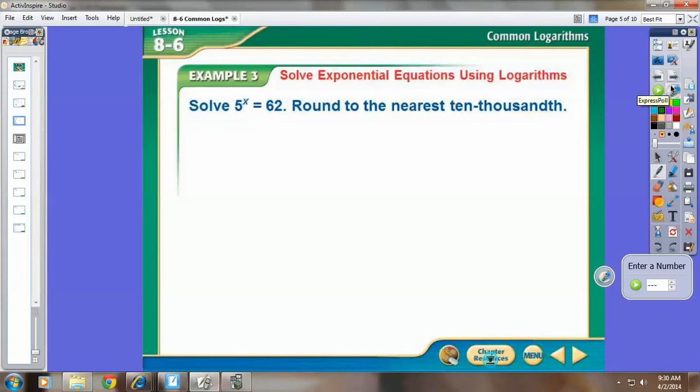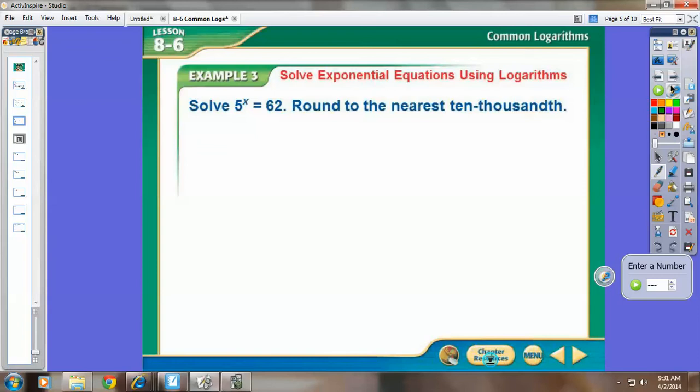If you look at this problem, please copy this down into your notes. We have 5 to the x power equals 62. Normally, what do we try to do to solve this? Well, it's already in exponential form. Would you say log? I think go the other direction. Try to get them to have the same base. Isn't that how we solve exponentials? Try to get them to have the same base?